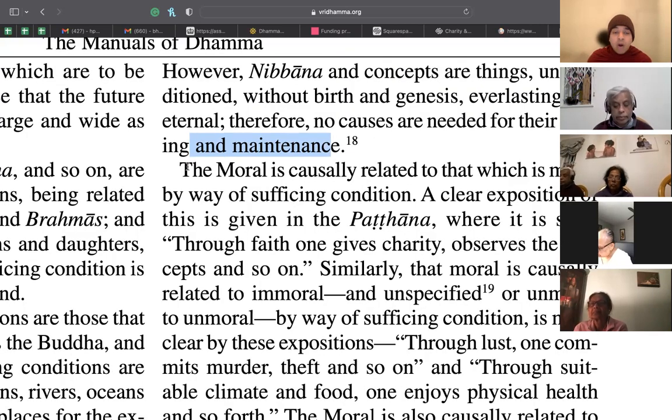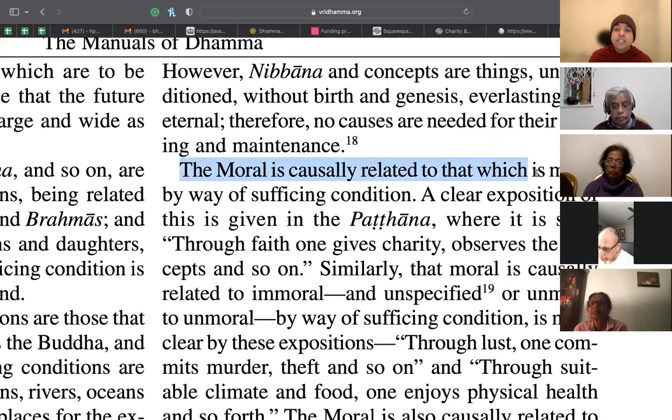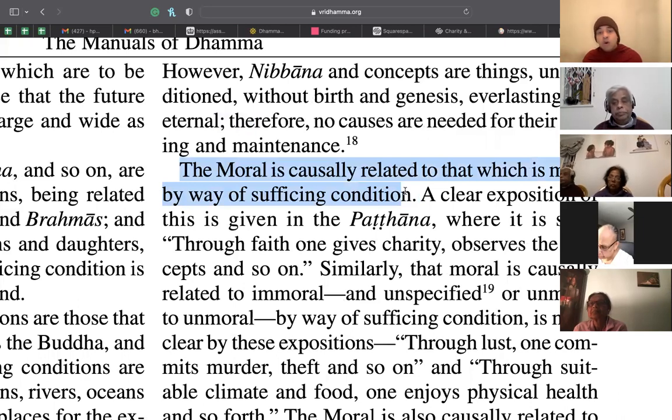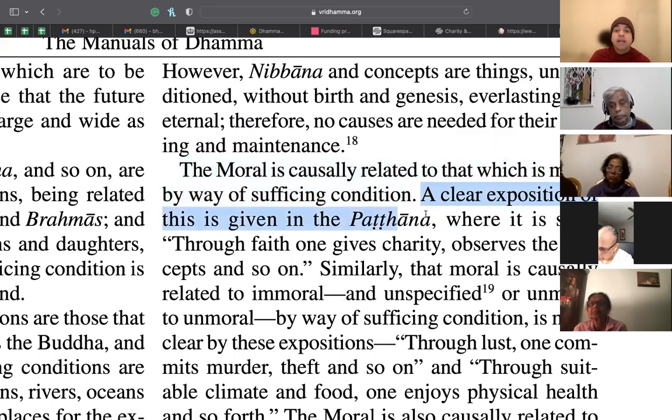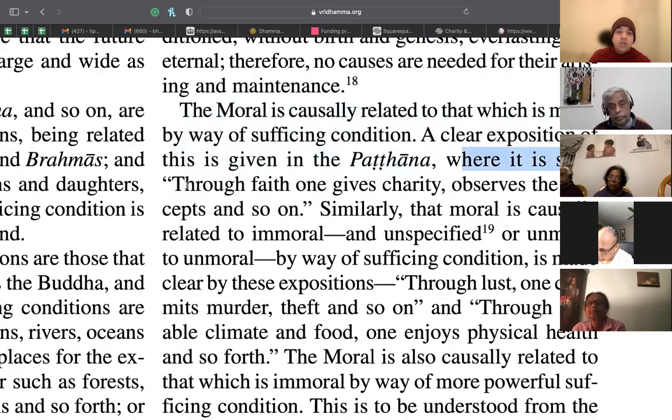The moral is causally related to that which is moral by way of sufficing condition. A clear exposition of this is given in the Patthana, where it is said, through faith, one gives charity, observes the precepts, and so on. Similarly, that moral is causally related to the immoral and unspecified. Kusala to akusala dhamma, and unspecified, kusala to abyakata dhamma.